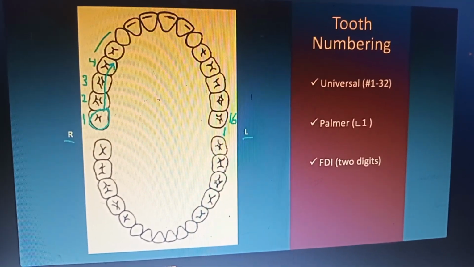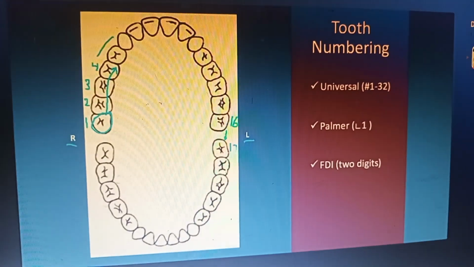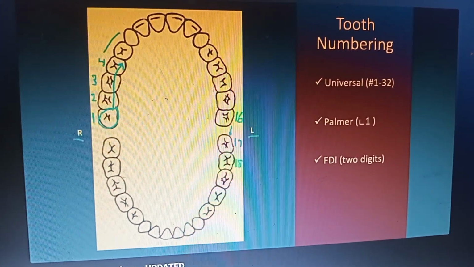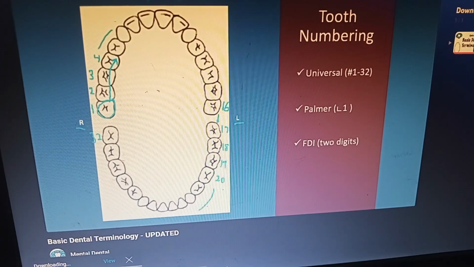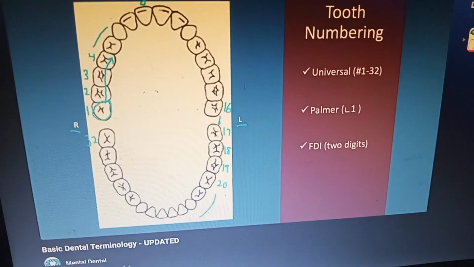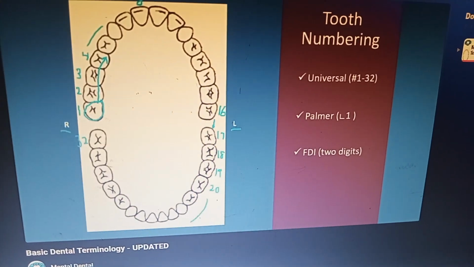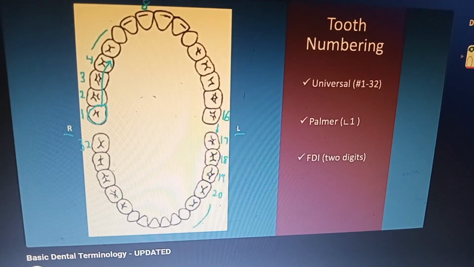After that, we jump down to the lower arch. That lower left third molar is tooth number 17. Then we continue numbering. The upper right central incisor is always tooth number 8. And so every tooth has a predetermined number from 1 to 32.